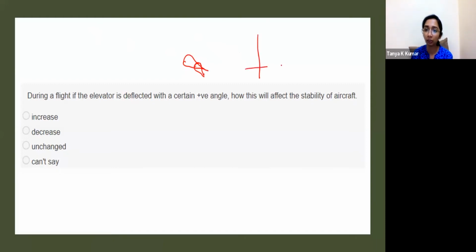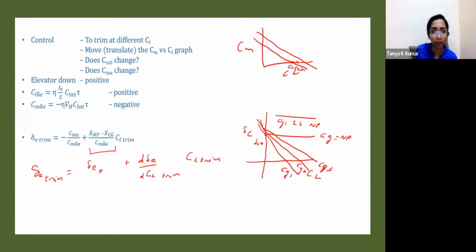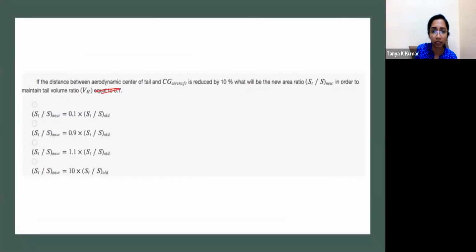We just discussed that the control surface's purpose is to trim it at a different CL, for which we need to move this CM versus CL line. There is no change in the slope. There is only change in the CM naught value. So if there is no change in the slope, if dCM by dCL remains constant, the stability will remain constant. So there is no effect of the control surface on the stability of the aircraft. We discussed this in the first slide.